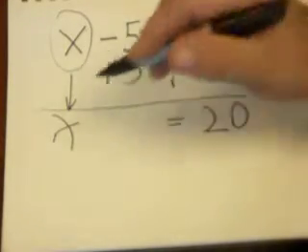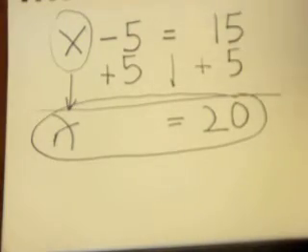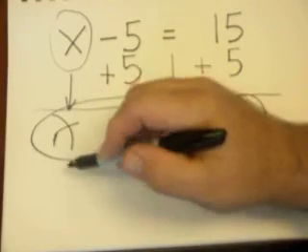So now it appears that we've got a solution. It looks like x is equal to 20. And you can circle that. It may be a good idea to circle that so you know that that's your solution. But before you finalize your homework or your test or anything like that, it's always best to check your work.